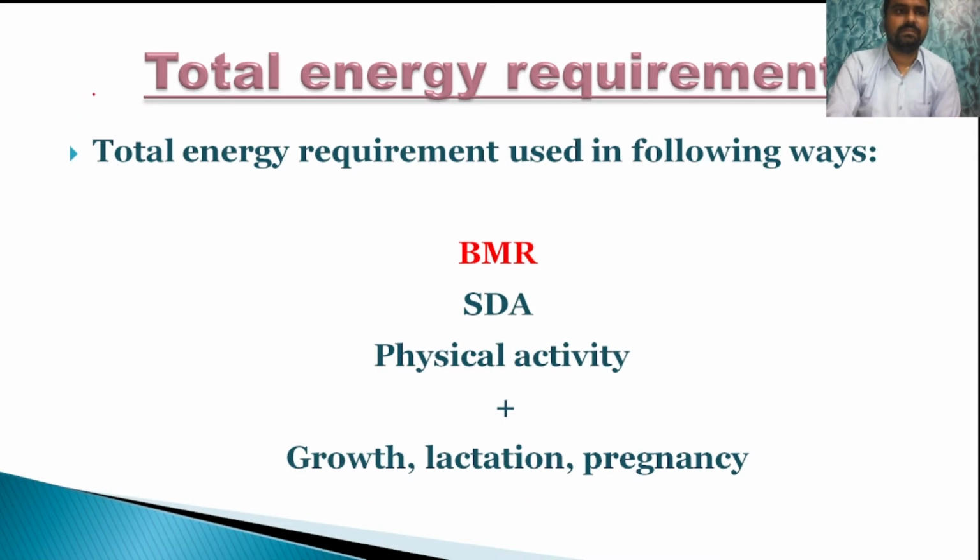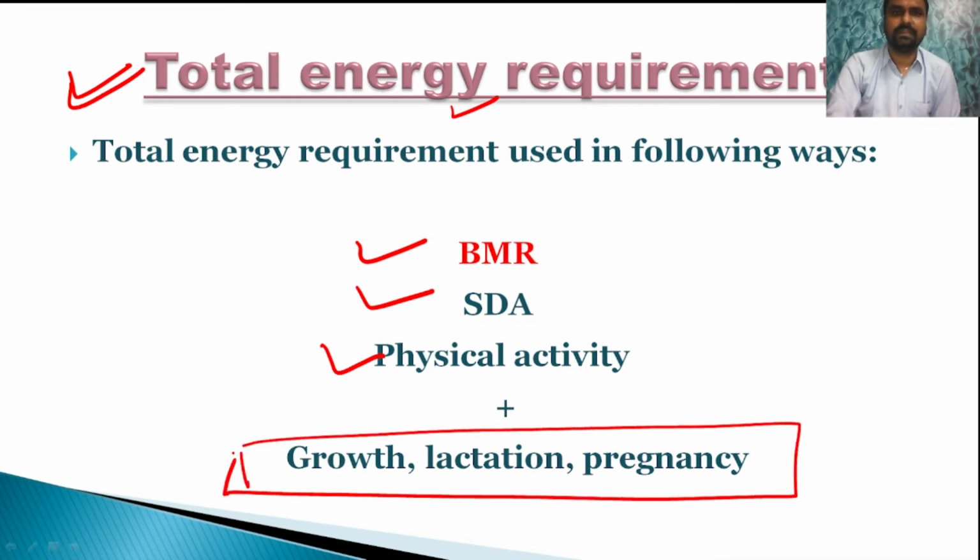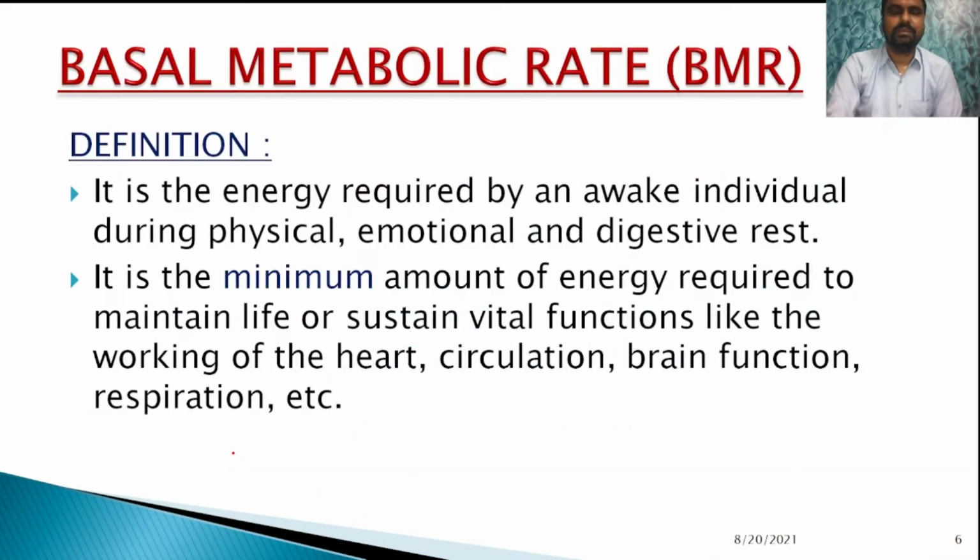Now we see about the total energy requirement. For total energy requirement, we require three things: basal metabolic rate, specific dynamic action, and physical activity. And we also need to consider pregnancy, lactation, etc. First we will see the basal metabolic rate. It is a frequently asked theory question.